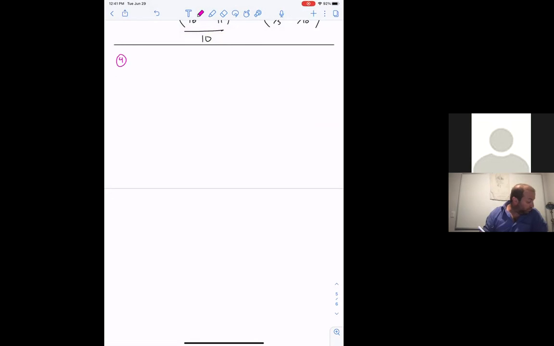Question number 4. It says, write each system as a matrix equation and then solve it using matrix algebra. So the first one, we have 7y equals 4x minus 20 and 3x is equal to 2y plus 10. First, I'm going to write this as negative 4x plus 7y equals negative 20, and 3x minus 2y is equal to 10.